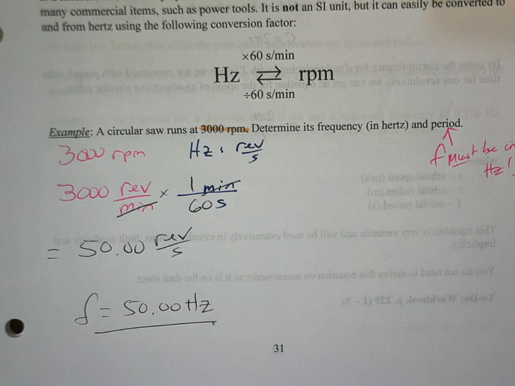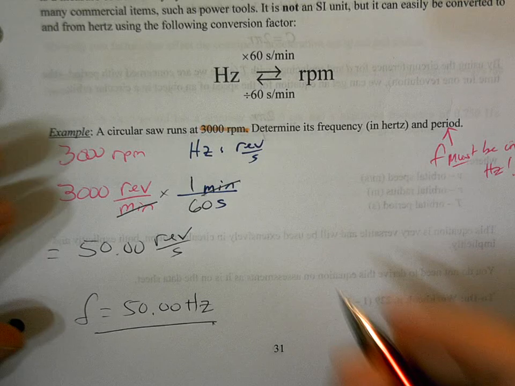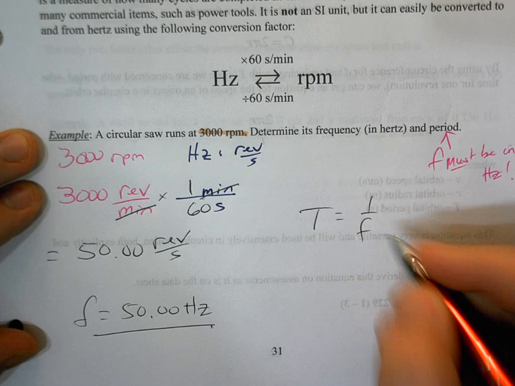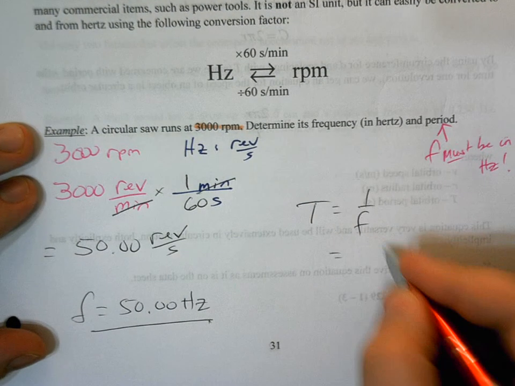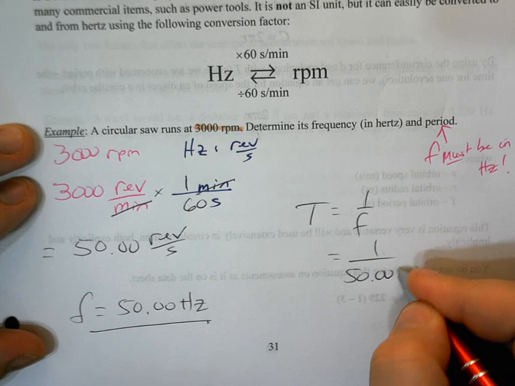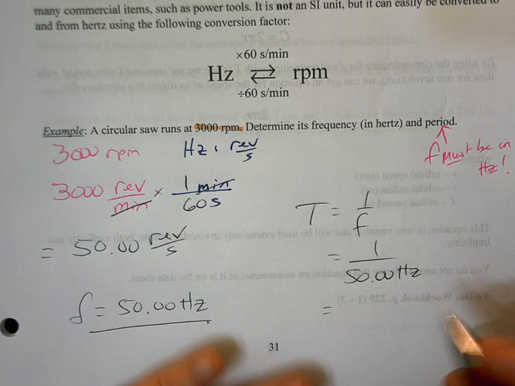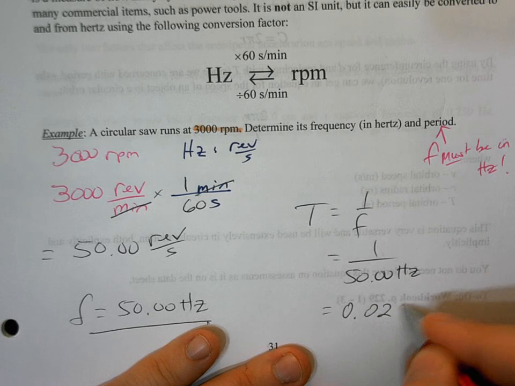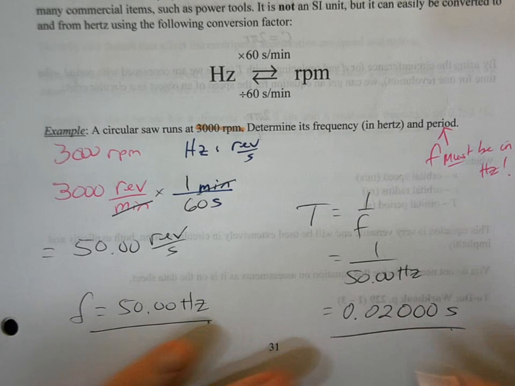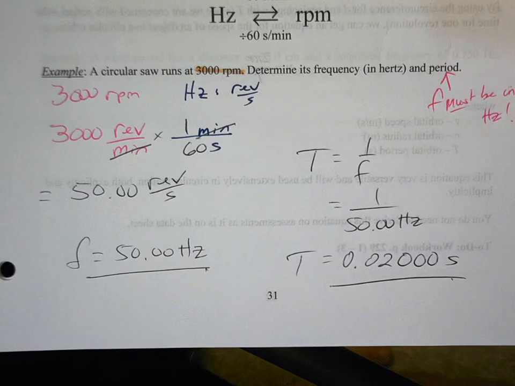So instead of saying that this circular saw makes 3,000 revolutions every minute, what we mean by it having a frequency of 50 hertz is that every single second it does 50 revolutions. So last, the period. We know period is 1 over frequency, so we're just going to divide 1 by 50. And then for that, we are going to get about 0.02000 seconds. So that covers us for a period.